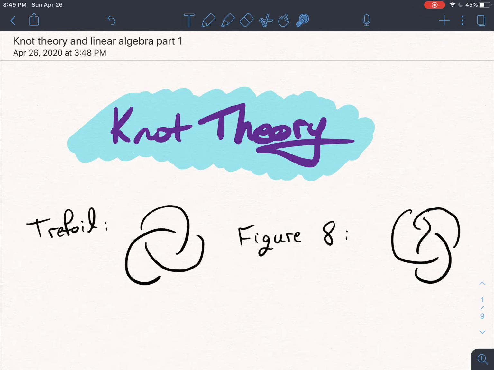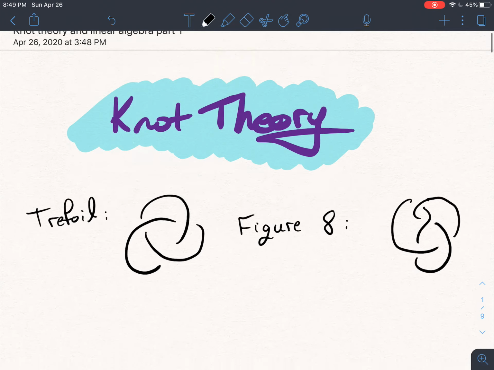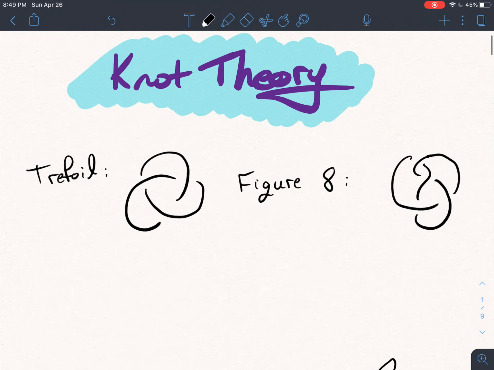You can see that it kind of has an 8 shape in the middle there. That's why it's called that. This is slightly more complicated. This has 4 crossings. This one has 3. And it should be completely not obvious that these two knots are different from each other.